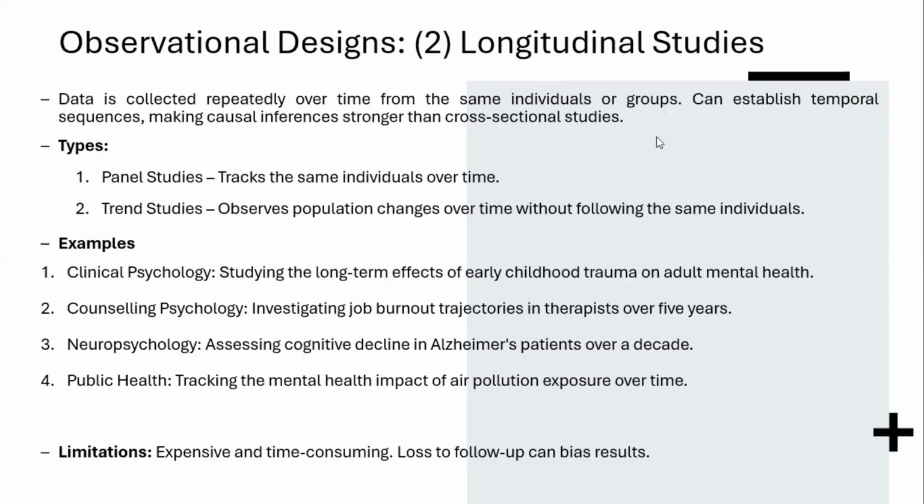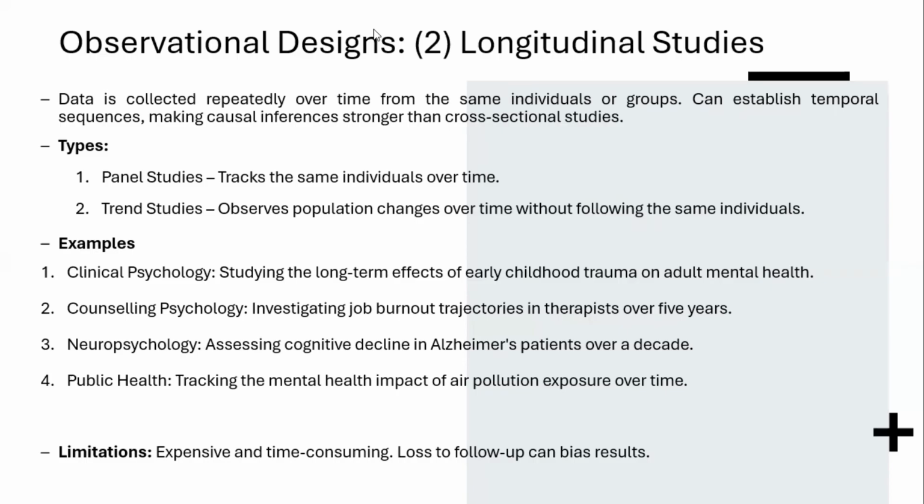All right. If you want to do job burnout trajectories in therapists over 5 years, it's very easy to do trend. You can do panel, but you can also do trend. If you want to assess cognitive decline in Alzheimer's patients over a decade, it's better to do panel than trend. If you want to track the mental health impact of air pollution exposure, what do you think? As a topic like this, should you do trend or should you do panel? Panel will do, but trend will be better.